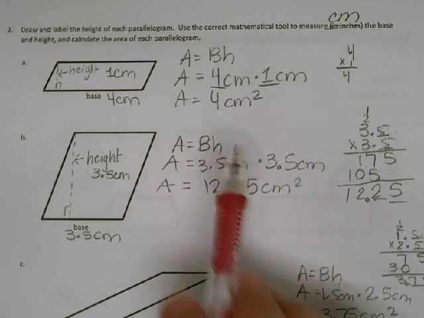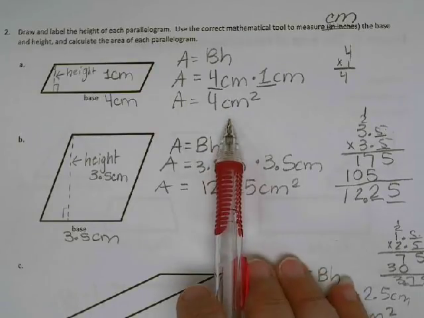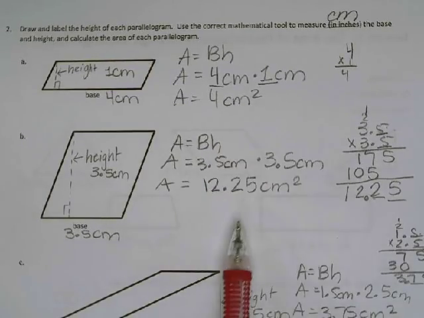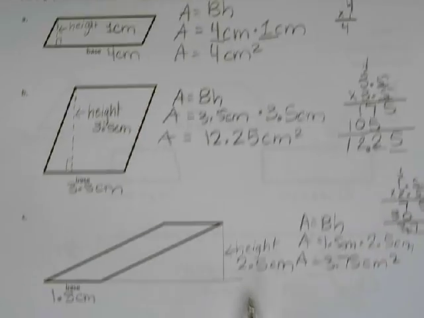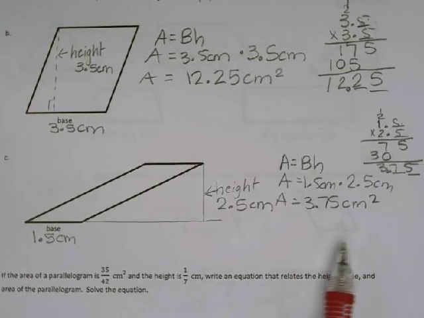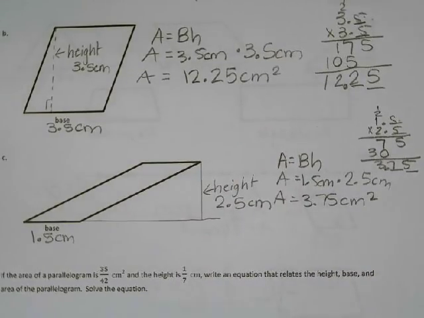So after calculating, you should have found that the area for A was 4 centimeters squared. The area for B was 12.25 centimeters squared. And the area for C was 3.75 centimeters squared.